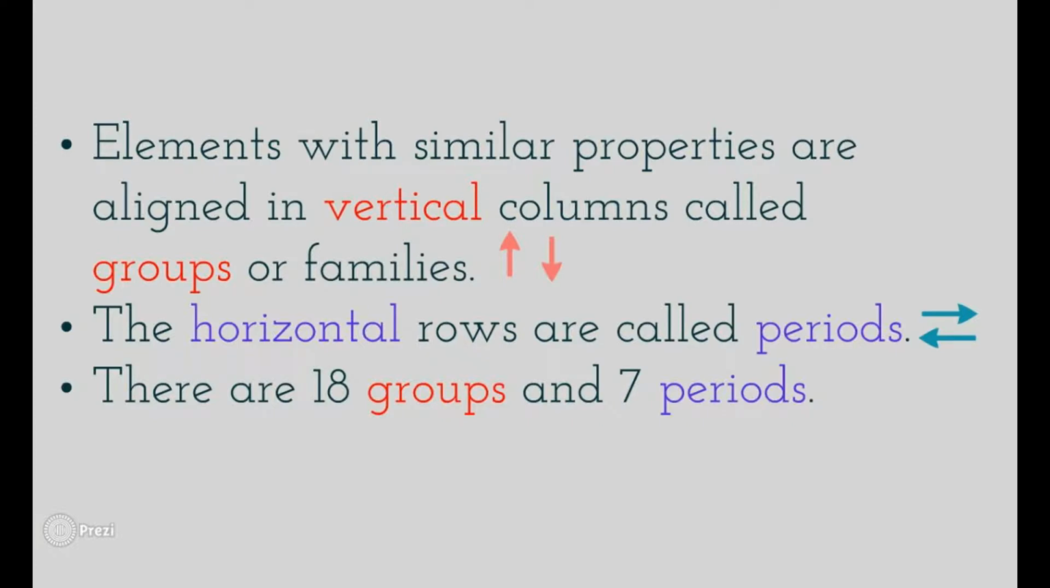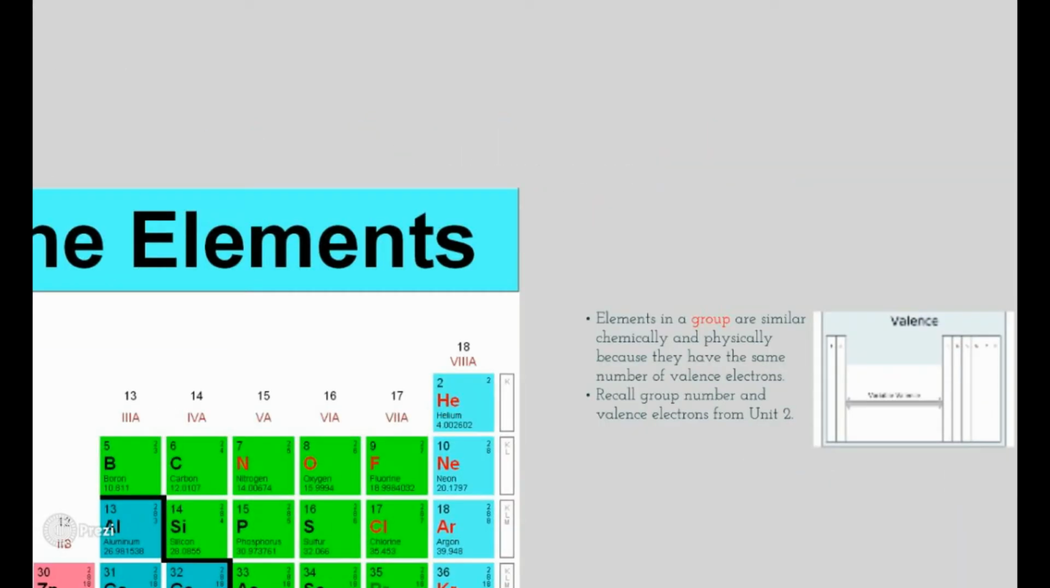All right, so anyway, basically, how do we organize these things? Well, we talked about this briefly last unit. See, a lot of this is just building upon the last one. There are 18 groups and 7 periods. Periods go left and right. Those are your rows. Groups go up and down.